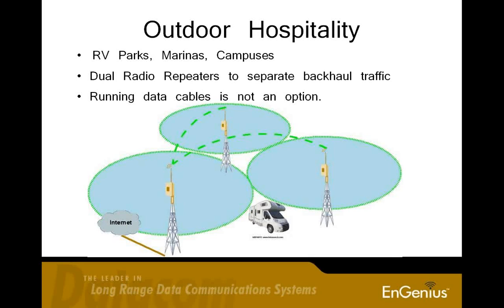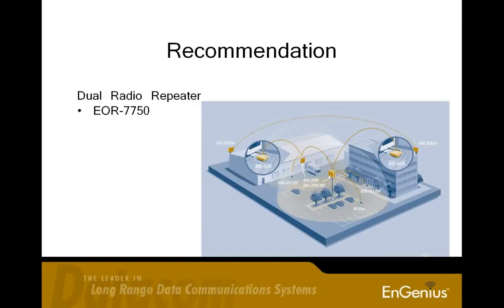For outdoor hospitality, such as RV parks, marinas, campuses, amusement parks, basically places where running data cables is not an option, we recommend having a dual radio repeater. That way you separate backhaul traffic from the wireless traffic used by your wireless clients. The recommendation would be the EOR Sony 750, as you can see in this picture.